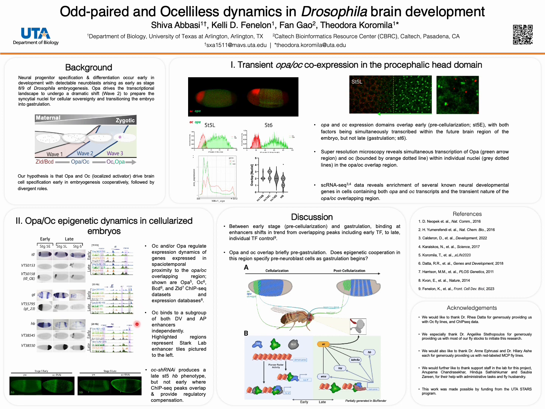But if we check this enhancer, which is driving later stages of hunchback gene expression, we can see that just OC is binding to this region. So early enhancers are regulated by both OPA and OC, but late head-specific enhancers are regulated by OC only.